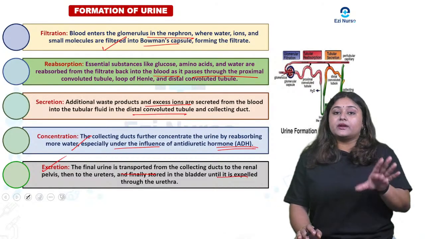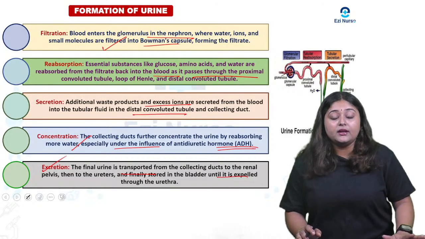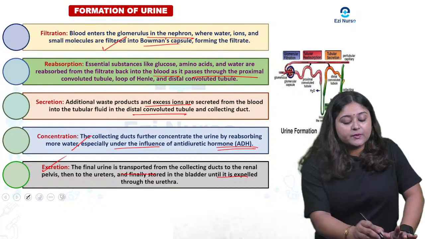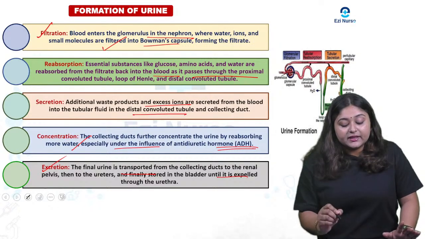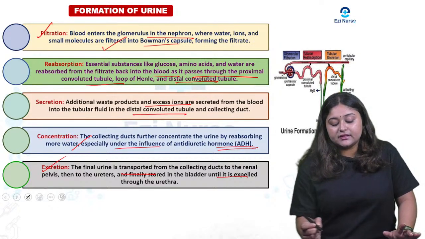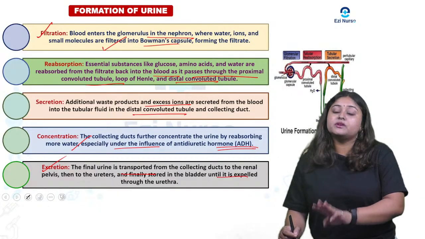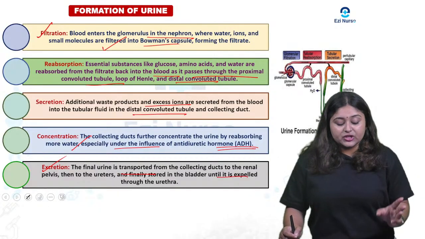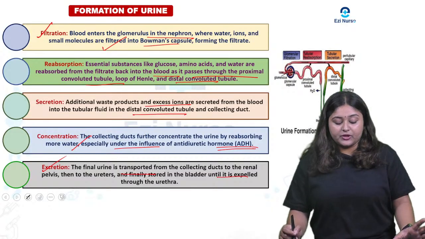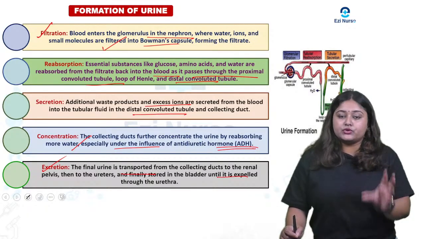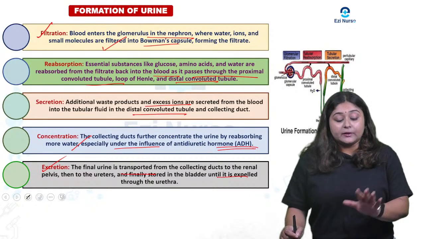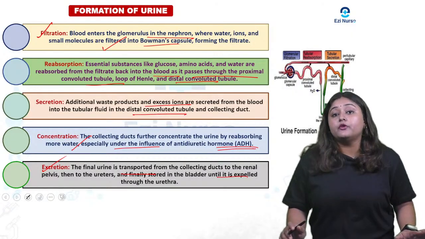So while you are going to write this formation of urine, you have to remember some words, that is Bowman's capsule, which is mainly used for the filtration. Next is the convoluted tubule, loop of Henle, and then distal convoluted tubule. These 3 words are related with the reabsorption, and for the secretion you have to remember tubular secretion. And for concentration also tubular duct, and excretion also tubular duct. So these all are the parts which are mainly related to the formation of urine.